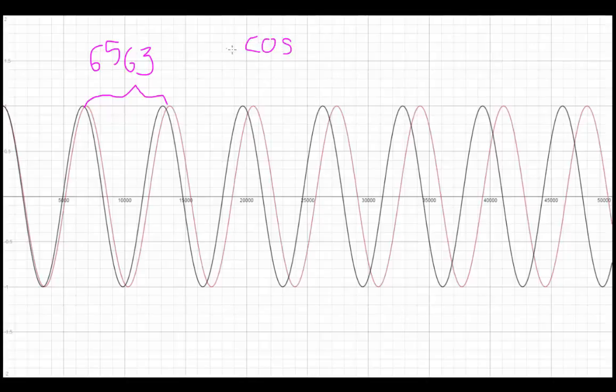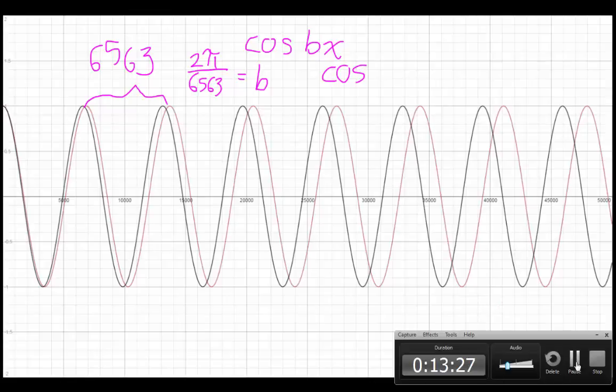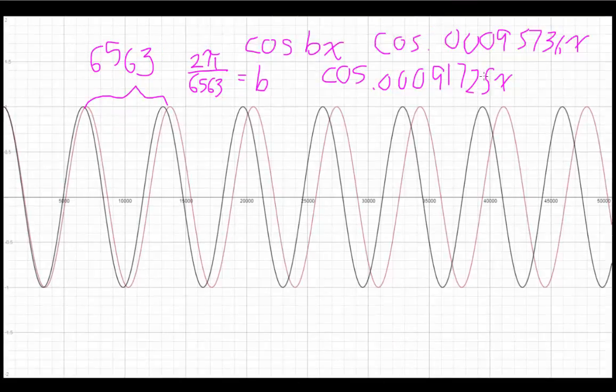where basically we take 2 pi divided by 6,563 to find b. We're going to do cosine bx to change the period. So basically, we're going to end up with a function that's similar to, one sec, sorry about that, I just had to get actual values for this.